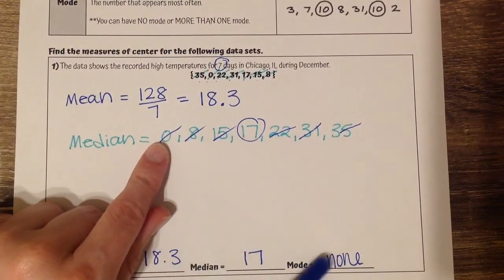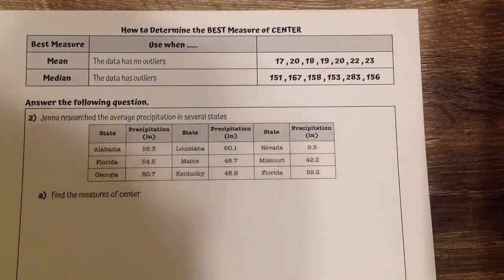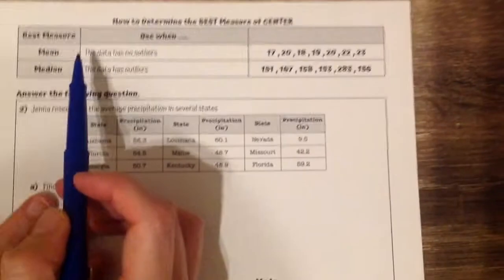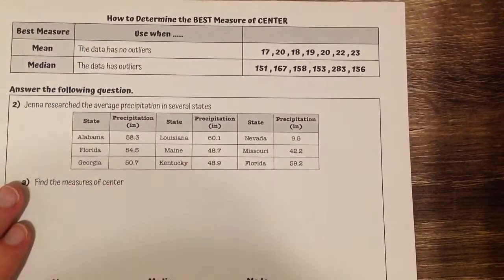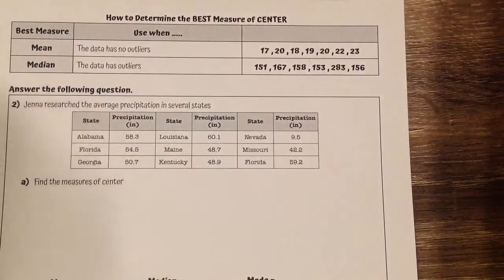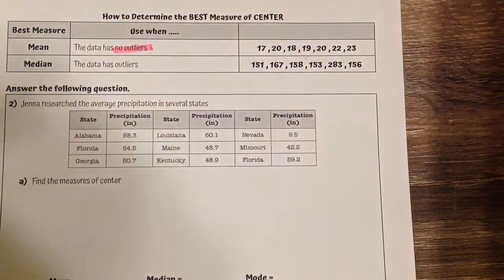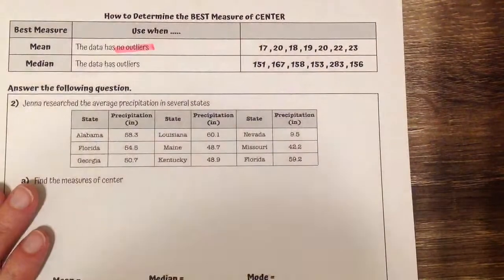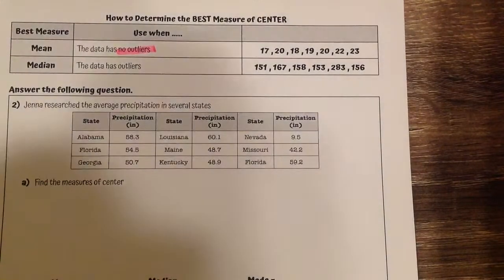No. So a lot of times mode isn't really an accurate center, so we're not going to worry about that one. So we're just focusing on the mean or the median. So the mean would be your best measure of center. Oops, sorry. The mean would be your best measure of center if there are no outliers. So for example, if we look over here, there's no values that are way higher or way lower than the rest. So the mean is the best then because it's just going to be a good average.